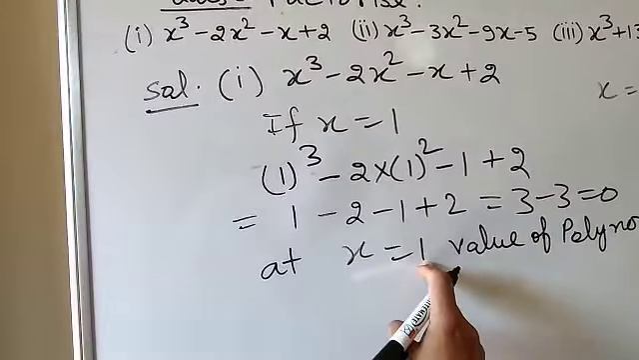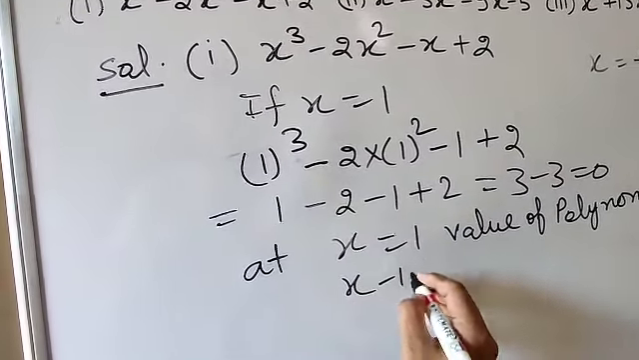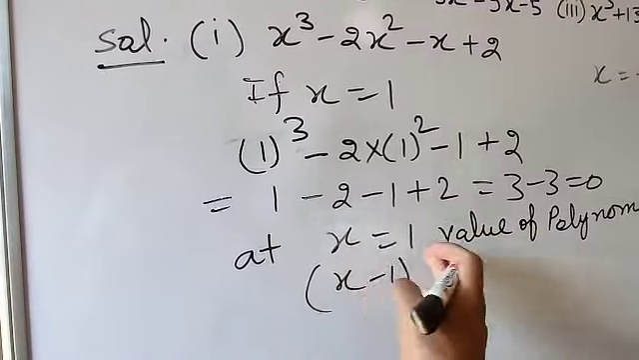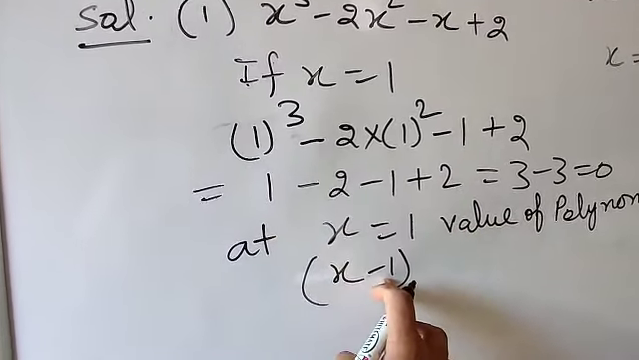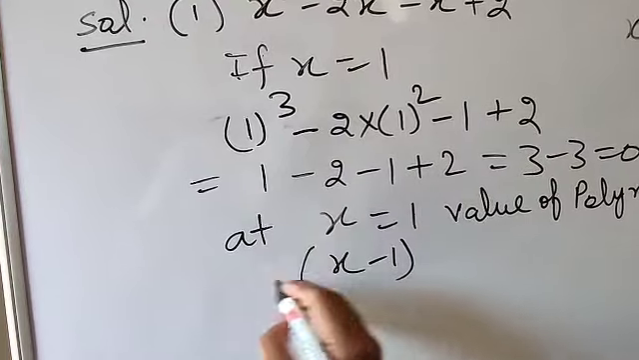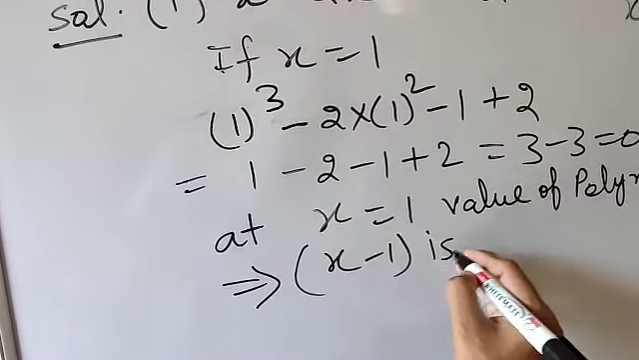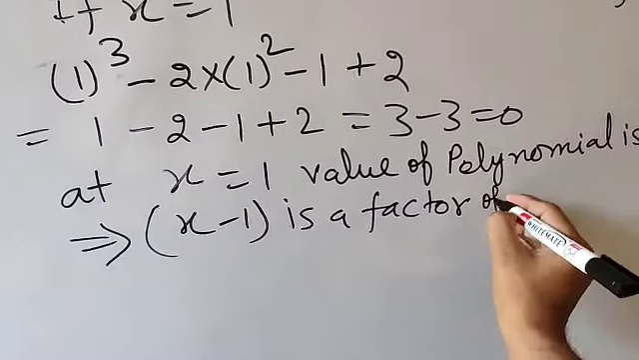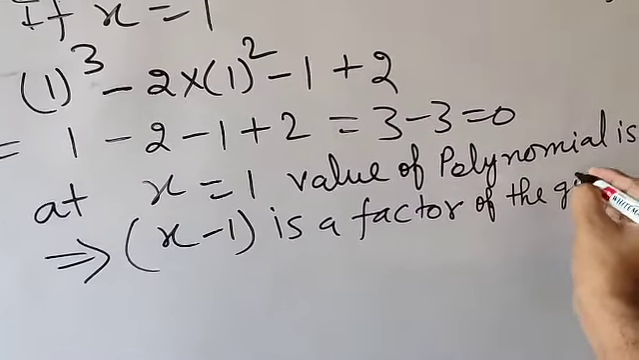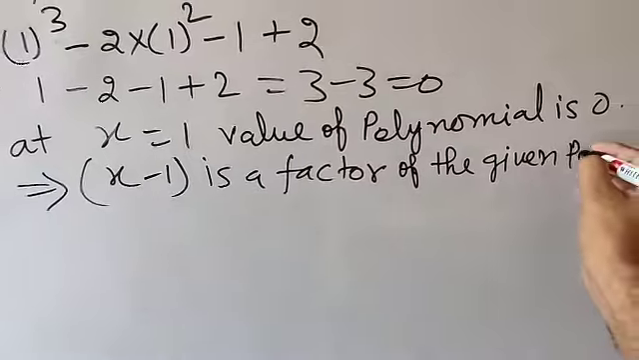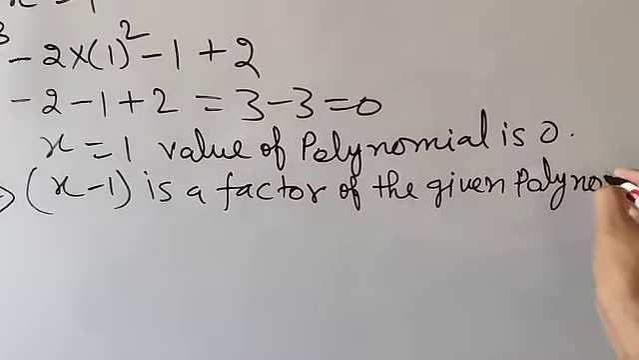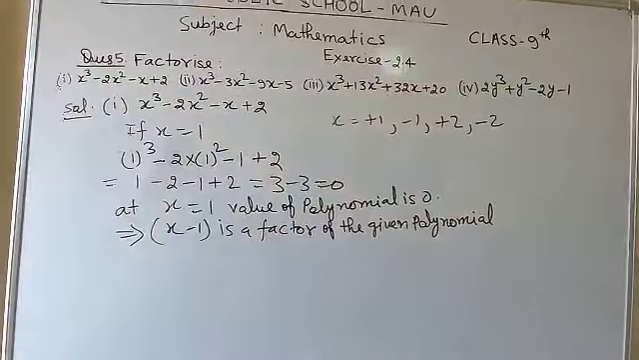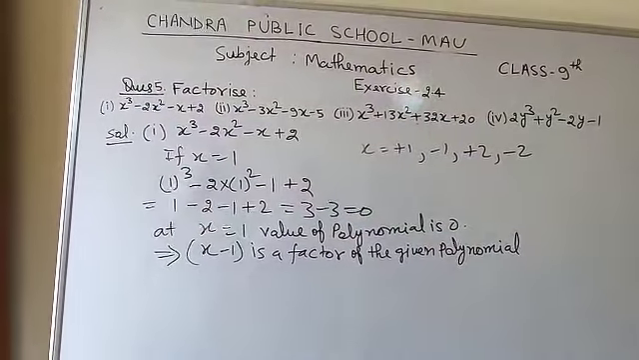So transfer 1 to that side, then it can be written as x minus 1. Here x equal to 1, if it is 0, then if you transfer it to the left side as plus 1, then it will be x minus 1. So it shows that x minus 1 is a factor of the given polynomial. So here x minus 1 is the factor of the given polynomial. So by this way you will get one of the factors.